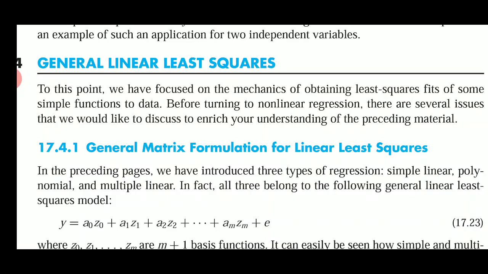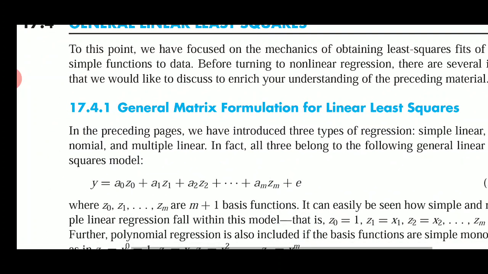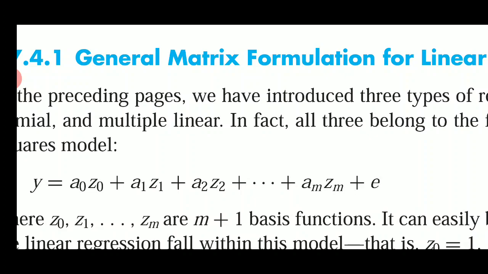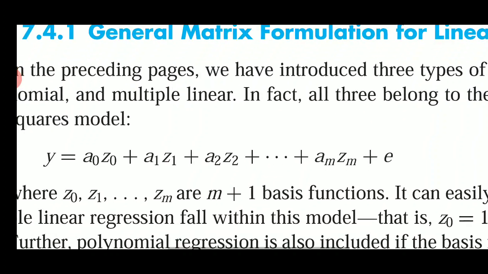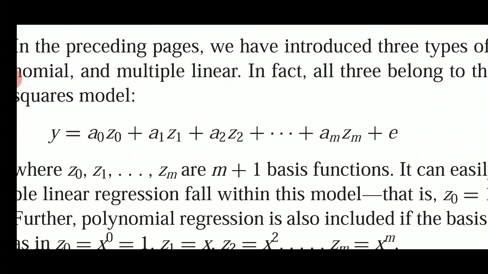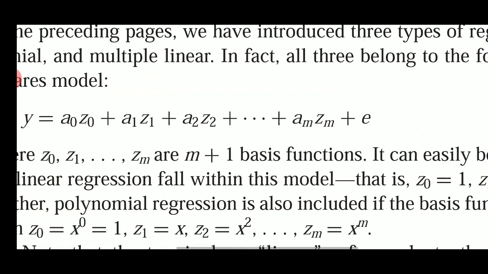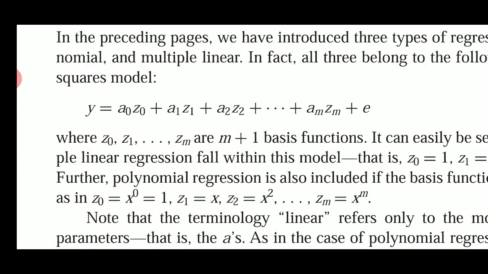So all of these can be represented in a general form by a single equation wherein y is equal to a0 z0 plus a1 z1 plus a2 z2 up to am zm plus error, where z0, z1 etc. up to zm are the m plus 1 basis functions, right? So you can have this z0 value, z1 value, z2 value, anything. That means they can be x power 0, x, x square, x power m, right? If I use z0, z1 and z2 as x, x square, x power m, then it will become the polynomial regression which we have seen earlier.